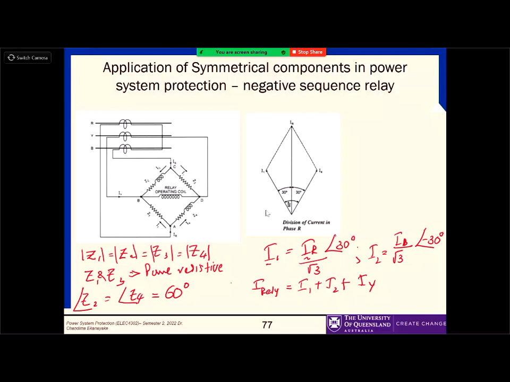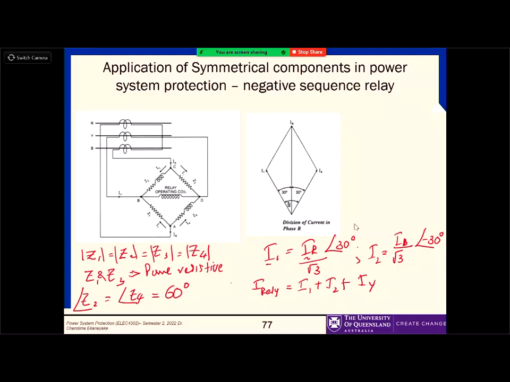So if you carefully look at this phase diagram, you can see that I1 and I4 form 30 degrees apart from the IR into positive and negative directions respectively. So I1 is leading 30 degrees, I4 is lagging 30 degrees by IR. That's what happens when you feed this current into this network.